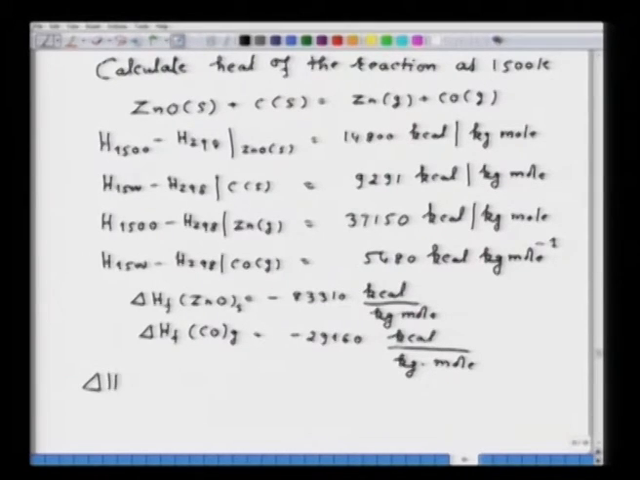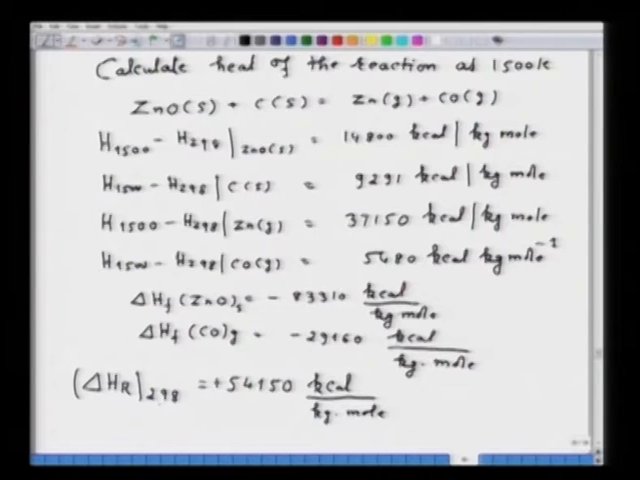Now, say first we have to calculate delta HR 298. So, delta HR 298, as I already illustrated in the previous example, is heat of formation of products minus heat of formation of reactants. I am writing straight away the answer, that is 54,150, mind you this is plus, kilocalorie per kg mole. This is the heat of chemical reaction at 298. Now, at 1500 degrees.